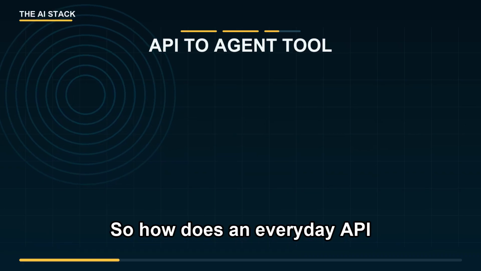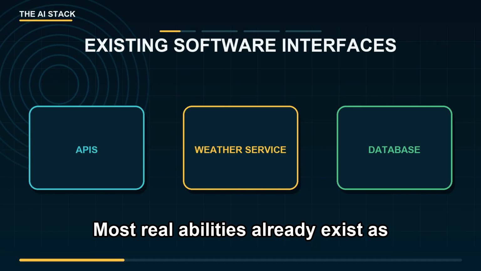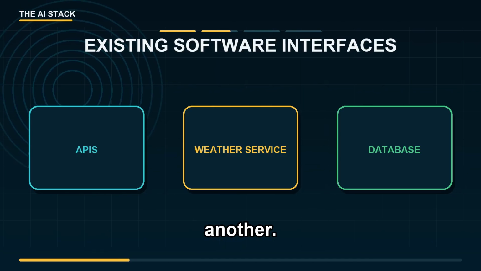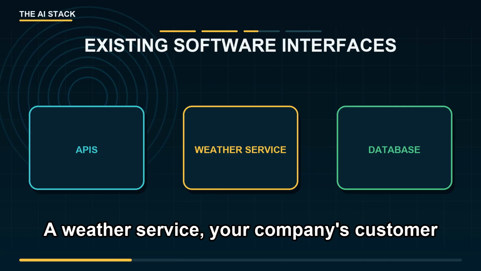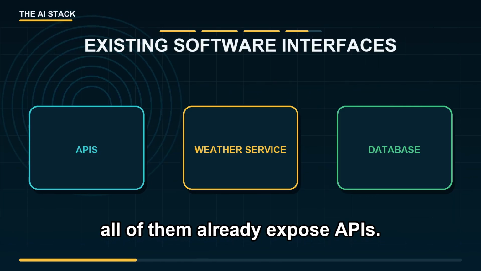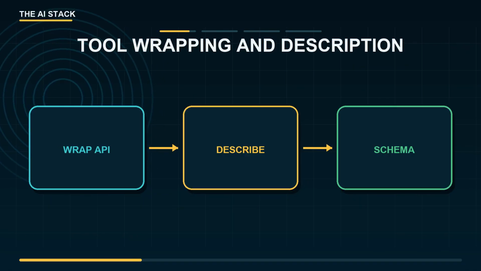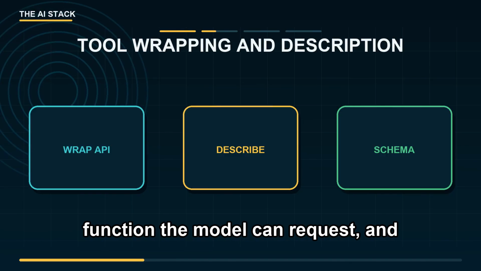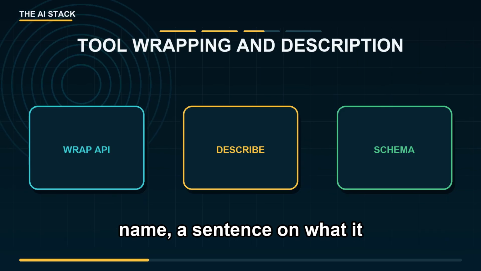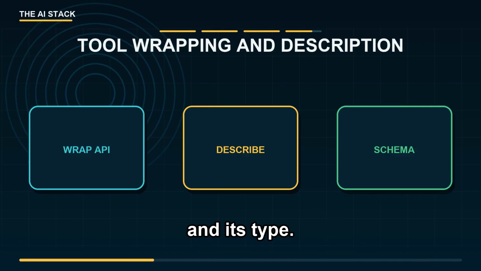So how does an everyday API become an agent tool? Most real abilities already exist as application programming interfaces, the standard way one piece of software talks to another. A weather service, your company's customer database, a payment processor, a calendar, all of them already expose APIs. Turning one into an agent tool is mostly translation. You wrap that API in a function the model can request, and then you describe it in the language the model understands, a clear name, a sentence on what it does and when to use it, and a schema listing each argument and its type.